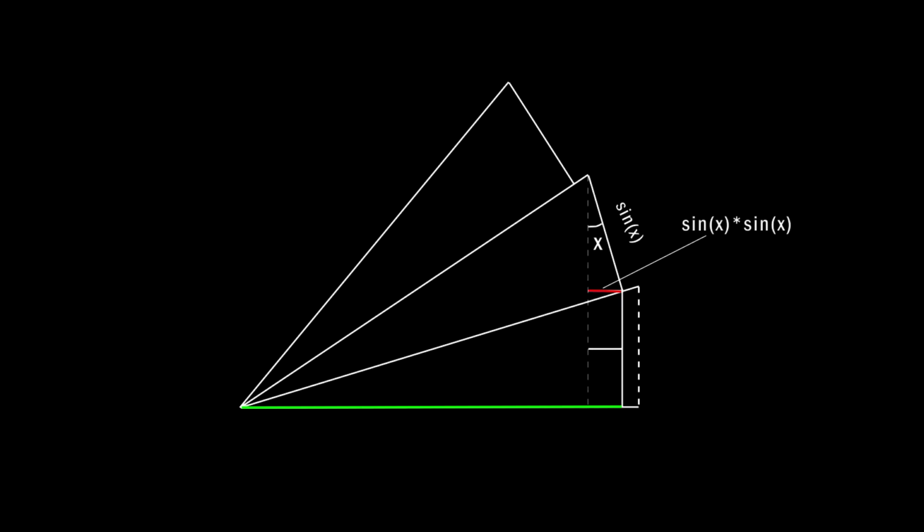By moving this part downward and subtracting it from the resized cosine x part, we reduce the cosine x part further to represent the cosine of a 2x triangle with a length of cos squared x minus sine squared x.